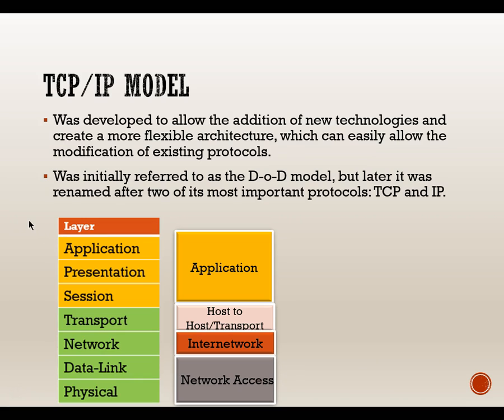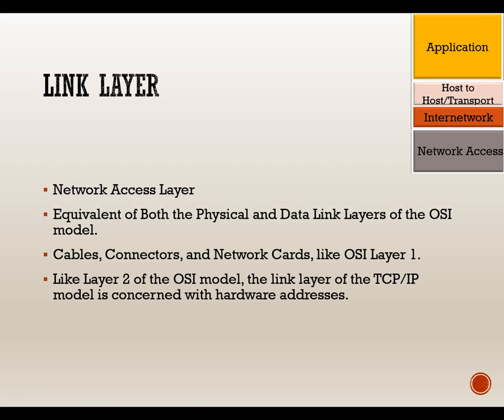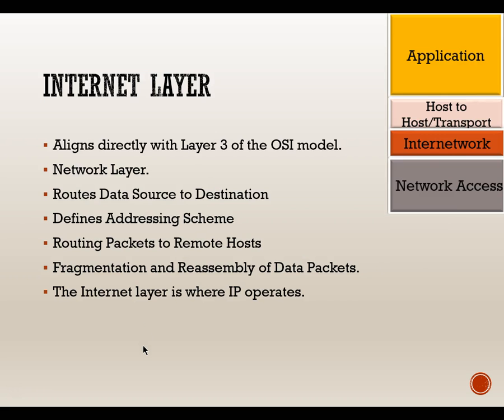And I know I'm backtracking, because when it came out, people like NetWare, for instance, already had a protocol, and it was a three-layer. It didn't work. The link layer, the network access layer, is the equivalent of both the physical and the data link layers, which we talked about a little bit earlier: cables, connectors, network cards. Like layer 2 of the OSI, the link layer of TCP/IP is concerned with the hardware address. The internet layer aligns directly with layer 3 of the OSI model, the network layer. It routes data from source to destination, and the IP addressing scheme is still used here.